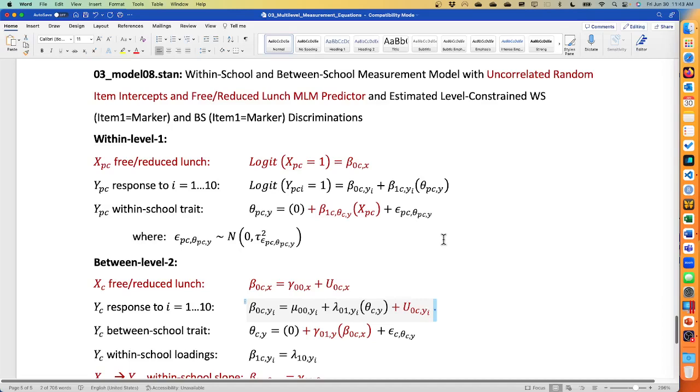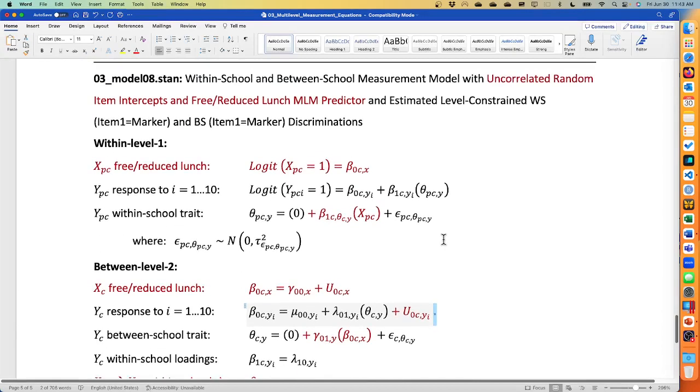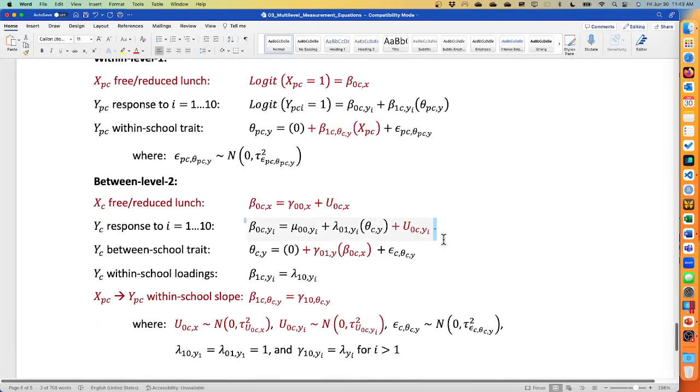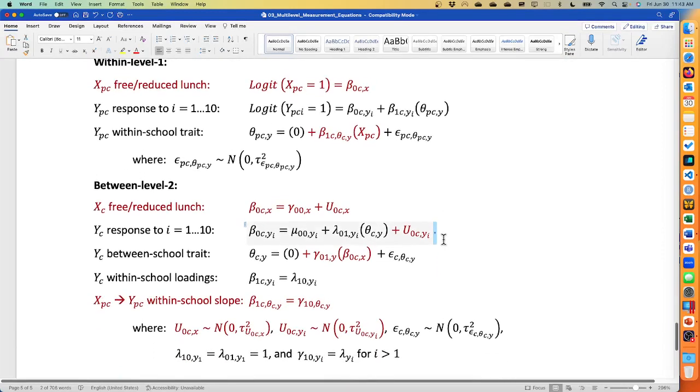Within school, between and within. Okay? Now, because we were trying to do the ideal, right? Remember we talked about less than ideal yesterday? Yesterday was less than ideal, maybe not wrong, but less than ideal. This is trying to be the ideal. What that means is we're actually going to use free and reduced lunch in a multi-level model as well.